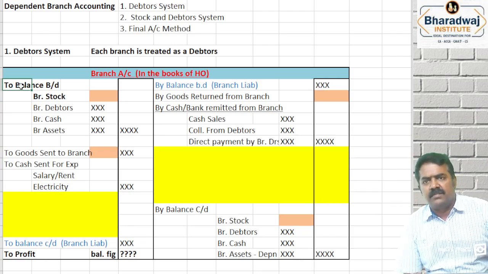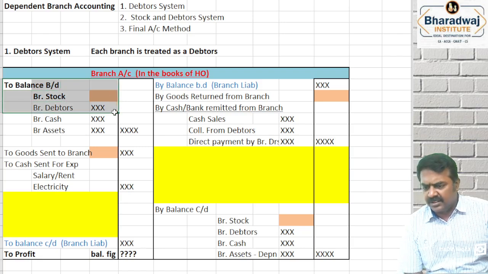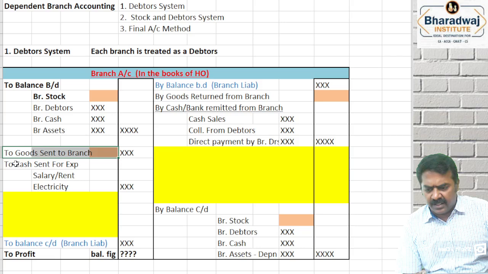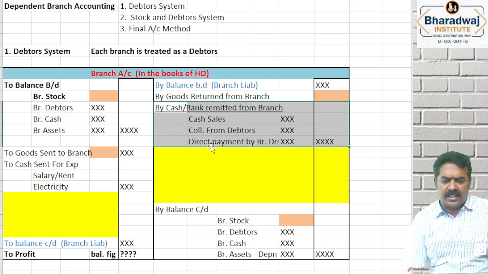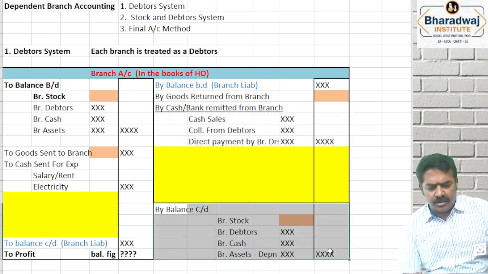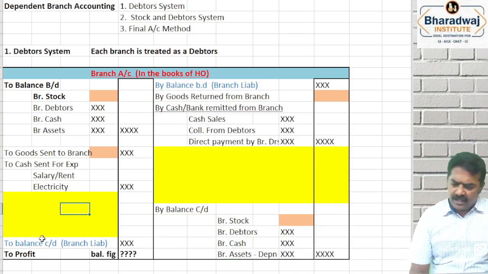Suppose in the question, they tell you the goods are sent at cost. Record opening stock, debtors, cash, assets, because our debtor, the branch, will have a debit balance. Debit the receiver: goods sent or cash sent for expenses, you debit. Credit the giver: they may return the goods or they will remit the cash. It may be cash sales or collection from debtors or direct payment by customers. Then record the closing balance of assets like stock, debtors, cash and assets. Then tally this, you will get the profit.